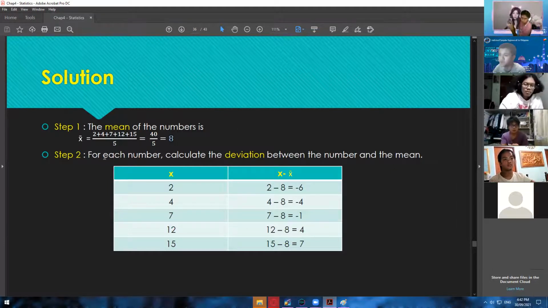Step number 2, for each number, calculate the deviation between the number and the mean. So 2 minus 8 is negative 6, 4 minus 8 is negative 4, and so on and so forth. It's still part of step 2, you have to add those numbers. So negative 6 plus negative 4 plus negative 1 plus 4 plus 7 should be equal to 0. Again, if it's not equal to 0, then there is something wrong with your computation.